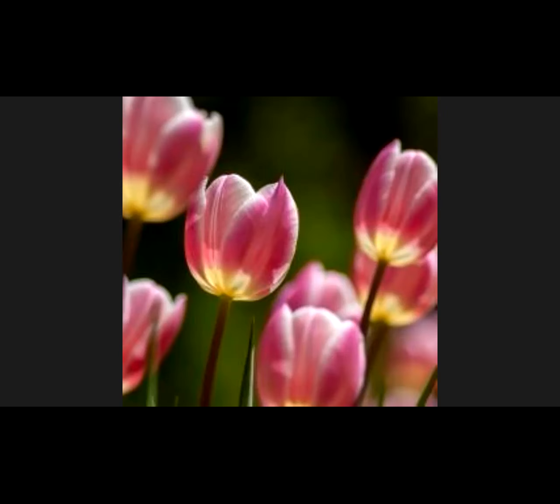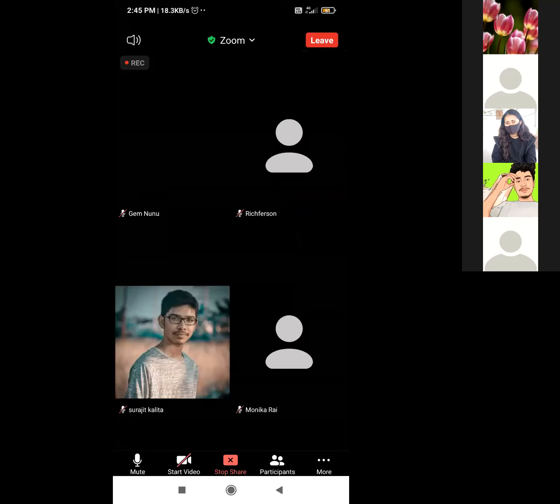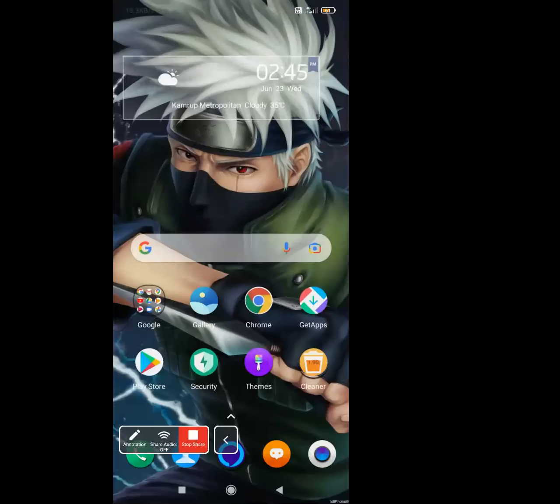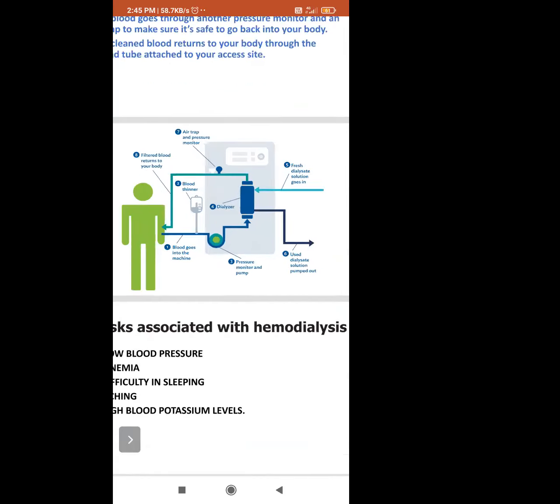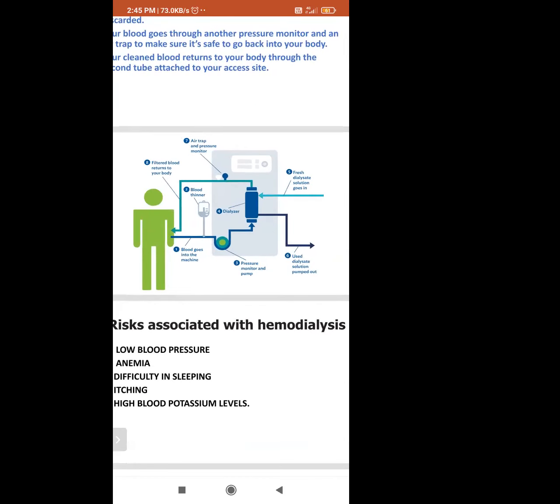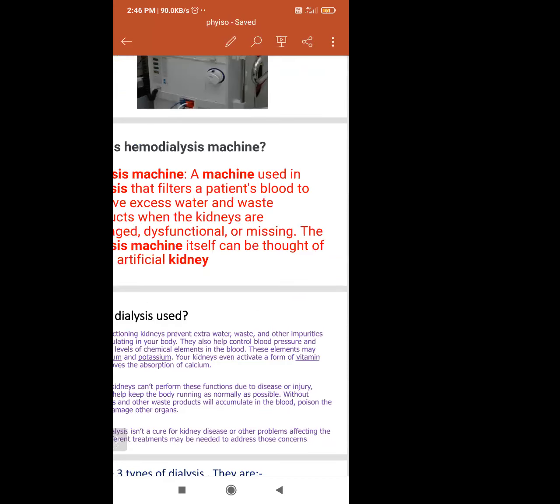Ma'am, finish. Okay. So, Ishan, show me your diagram once. Okay, ma'am. Ma'am, this is the diagram. Okay. Upside. Hello, ma'am. Yes, upside. Ma'am, this is the machine.